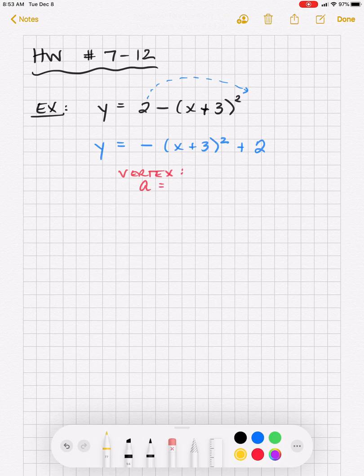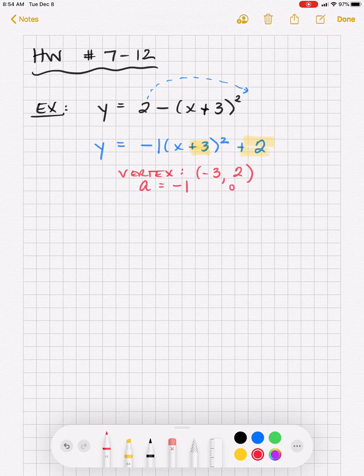Well, the vertex is going to be the opposite of this number, so the vertex is going to be -3, because that x plus 3 means left 3. And that plus 2 means up 2, so the vertex is (-3, 2). The a value is right here, and since I don't see a number in front, I assume that it is 1. So we can go ahead and call the a value -1.